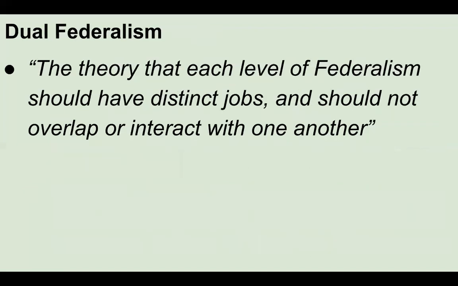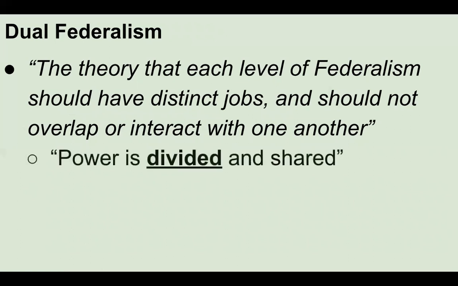The next type of federalism is dual federalism. And that is the theory that each level of federalism should have distinct jobs and they should not overlap or interact with one another. So the federal government does their thing, the states do their thing, and the local government does their thing, and that's it. So when we say that power is divided and shared, the division comes from the aspects of dual federalism.